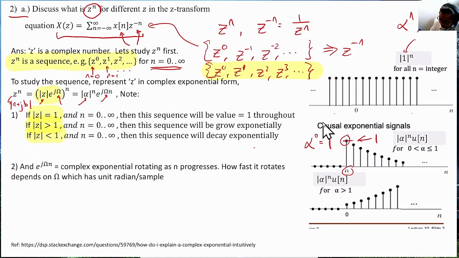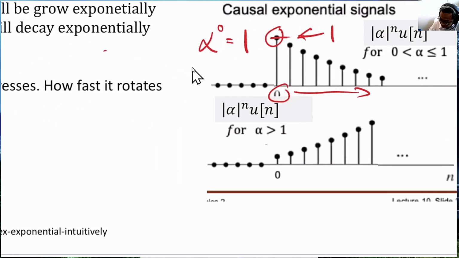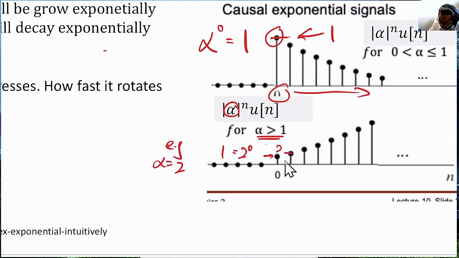Here the word causal matters, because we are interested in only positive values of n in this example. Now, in the last example, my alpha is greater than 1. So if alpha is greater than 1, you will realize that the first value is still 1. For example, let's take alpha equals 2. So 2 to the power of 0 is equal to 1. This guy, 2 to the power of 1, is 2. This guy, 2 to the power of 2, is 4. This guy, 2 to the power of 3, is 8, and so on. So it grows exponentially when alpha is greater than 1. And for this example, I use alpha equals 2.